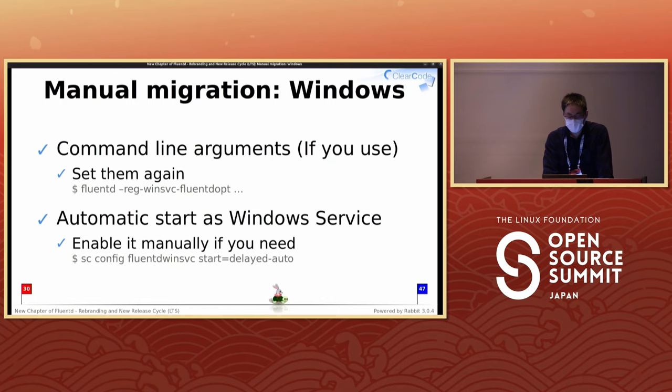For Windows, if you customize command line arguments, you need to set them again because Fluentd package reinstallers reset them. And note that since Fluentd package version 5, the service does not start automatically. There's no merit in starting automatically because you need to shape the configuration in advance.